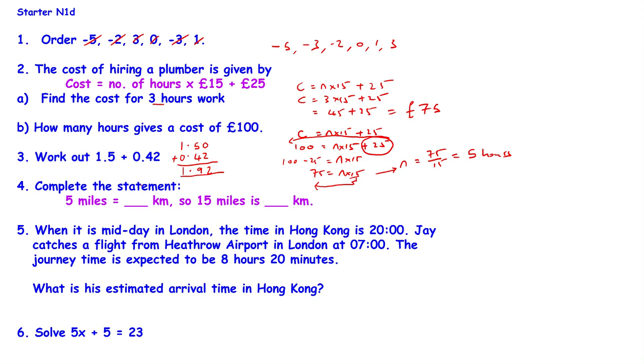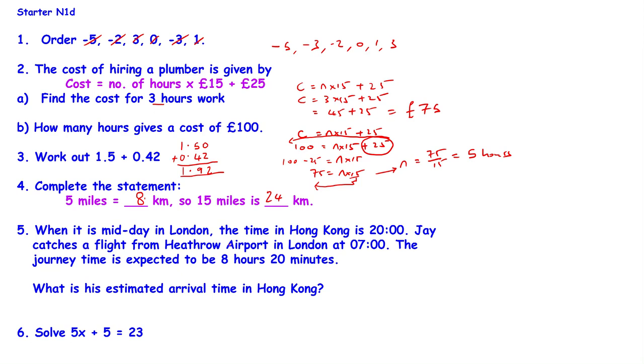Complete the statement. You need to know the conversion from imperial to metric. 5 miles is equal to 8 kilometers. So 15 miles, to go from 5 to 15, we've got to times it by 3. So we've got to times 8 by 3 to give us 24 kilometers.